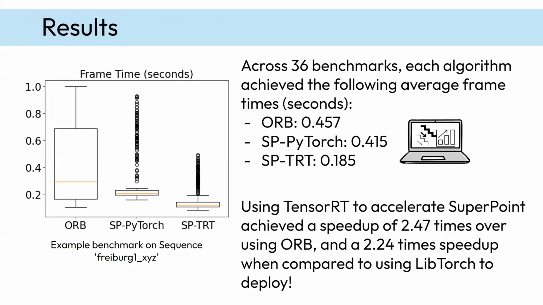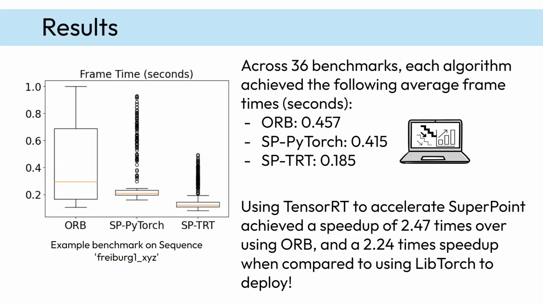And finally, the results. Across 36 benchmarks, each algorithm achieved the following average frame times in seconds. For ORB, it achieved 0.457. For SuperPoint PyTorch, it achieved 0.415 seconds. And SuperPoint with TensorRT, 0.185. SuperPoint PyTorch is faster than ORB by 1.1 times, which shows an advantage of using deep learning feature extractors over traditional extractors, despite the initial belief that it might run slower.